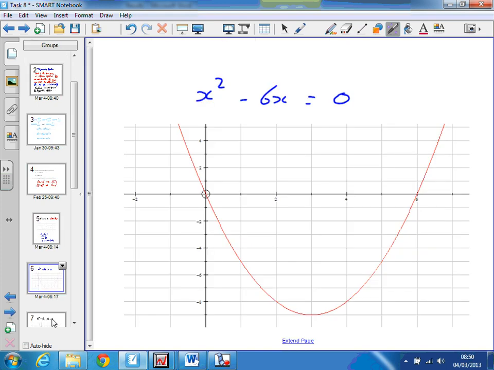How about something like that? Now we have an x term in there, but there's no number, no constant.